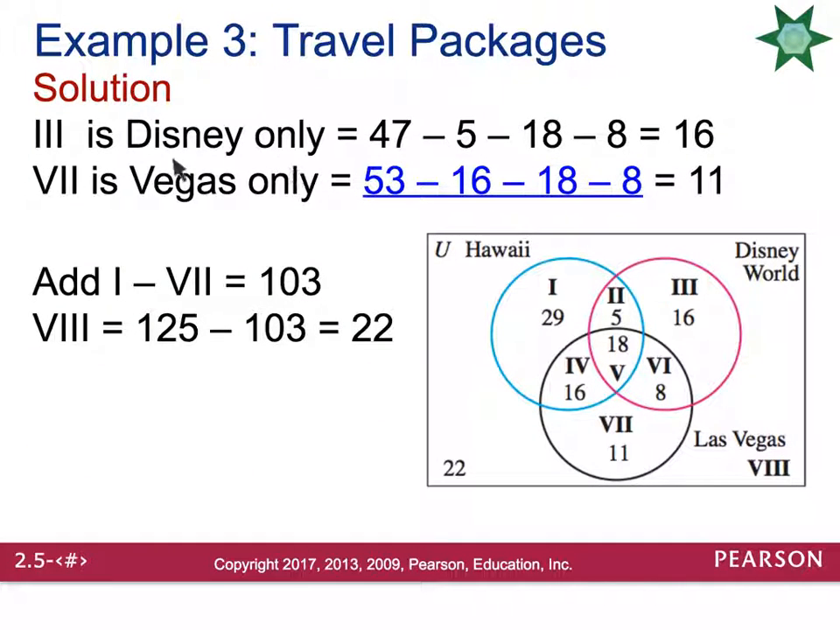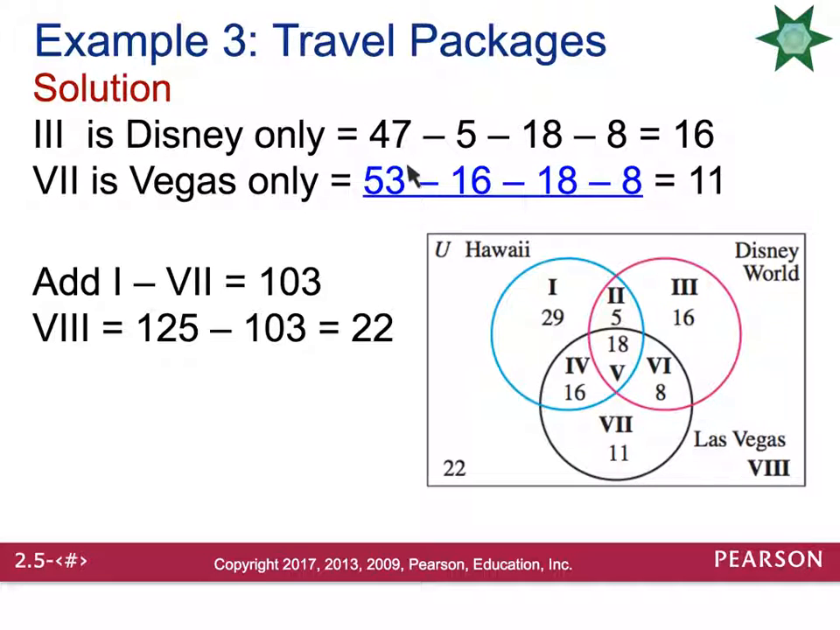Okay. Disney, or sorry, all those who want to go to Disney is 47. So Disney should add up to 47, and that's the circle. We already have 5, 18, and 8, so that's 31. So we need another 16 to add up to 47. So those are the people who wanted to go to Disney.